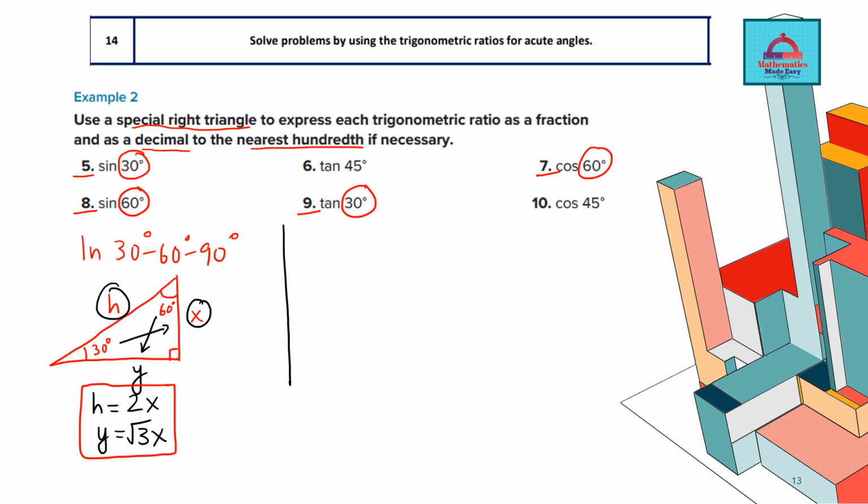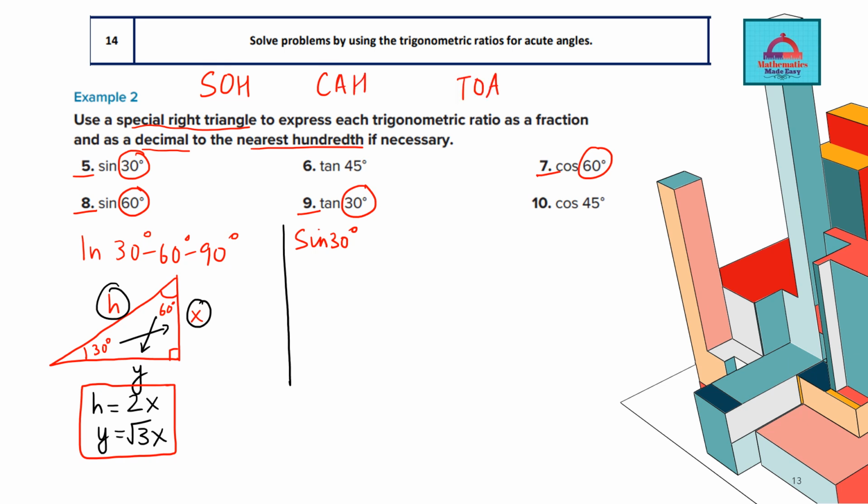So let's solve this question first. I'm calculating sine of 30 degrees. Sine of 30 means this angle I'm taking, so opposite over hypotenuse. SOHCAHTOA. Let me write it on the top so that you don't forget. SOHCAHTOA.